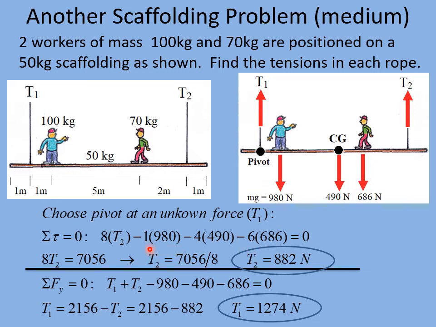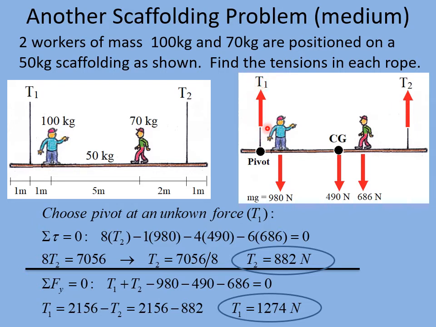And these distances, 1, 4, and 6, are all found very easily just from these measurements that were given to us in the problem. So doing the algebra here, we can add up all these numbers and solve for T2. I'll skip going through the algebra steps. It's nothing very exciting, but we end up with T2 equal to 882 newtons. So that's our tension in this cable over here.